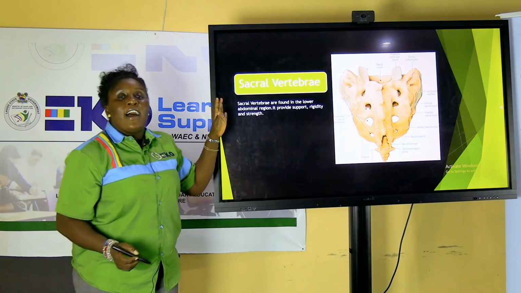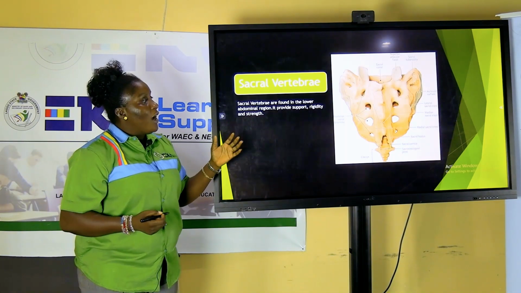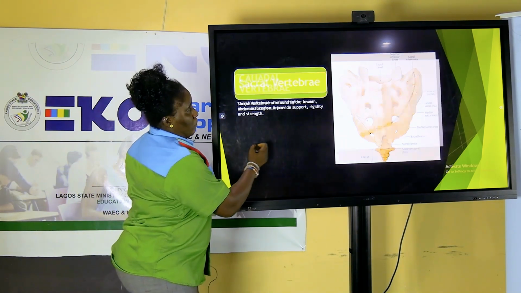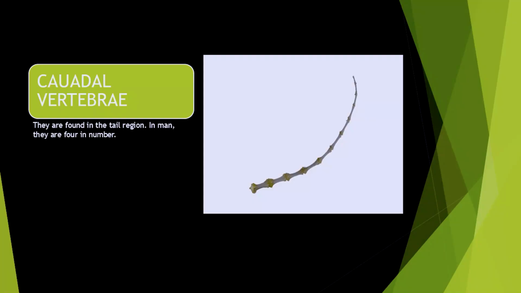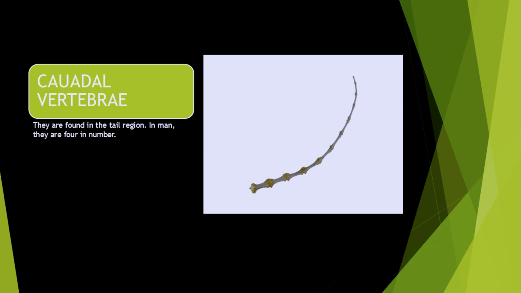We have the sacral vertebra. They are found in the lower abdomen region. It provides support, rigidity, and strength. They are also 5 in number. Then the last one, we have the caudal vertebra, which is found in the tail region of an organism. In man, there are 4 in number, and here is the diagram.